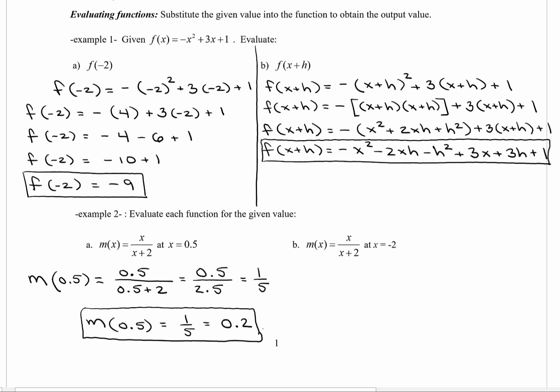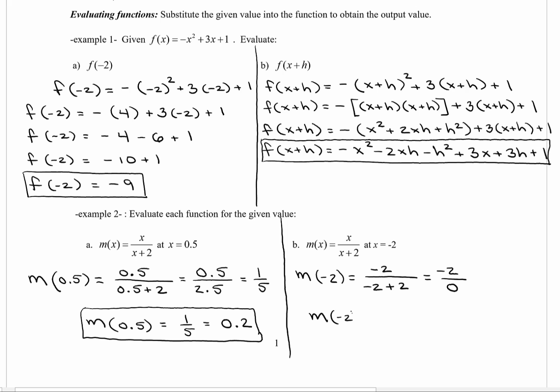I'm going to draw vertical line segments separating the work here from 2A from 2B. So now on the right hand side of the vertical line segment, we have B, m of x equals x over x plus 2, and we're evaluating this at x equal to -2. m of -2 is going to be equal to -2 divided by -2 plus 2. If I simplify this, I'm going to get that this is equal to -2 divided by 0.